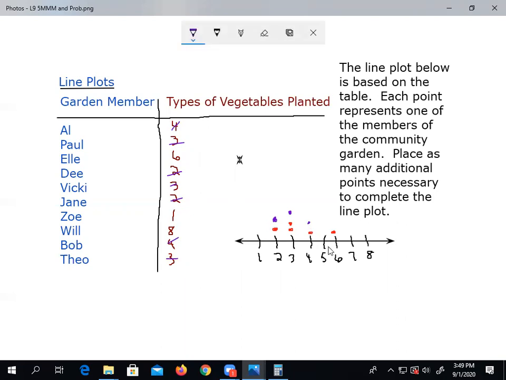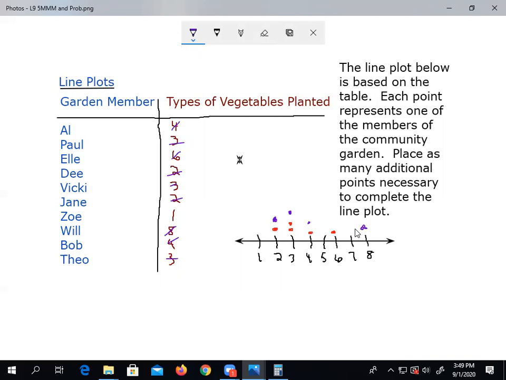The 5s, I don't see any 5s over here. There's a 6. I just need 1 6. There is just 1 6. 7s, I don't see any 7s. 8s, I do see an 8. Okay. So it looks like we got everything plotted.